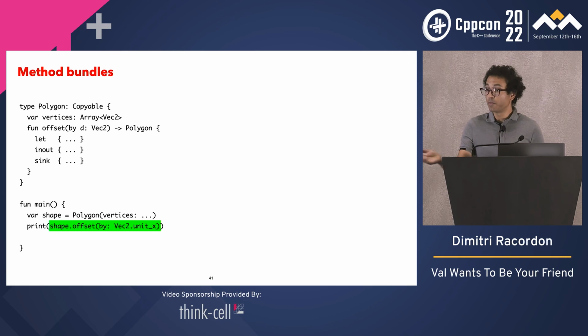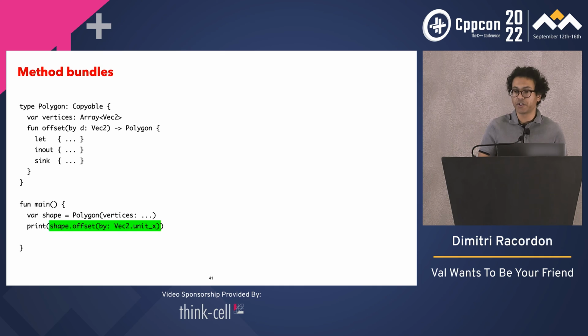And what if we remove the last print statement? Well, now we don't need the value anymore. So we might as well consume it here, and the compiler can choose the sink variant. The takeaway is that bundles let you write code in a very natural way, and Val will choose the most efficient implementation on its own.